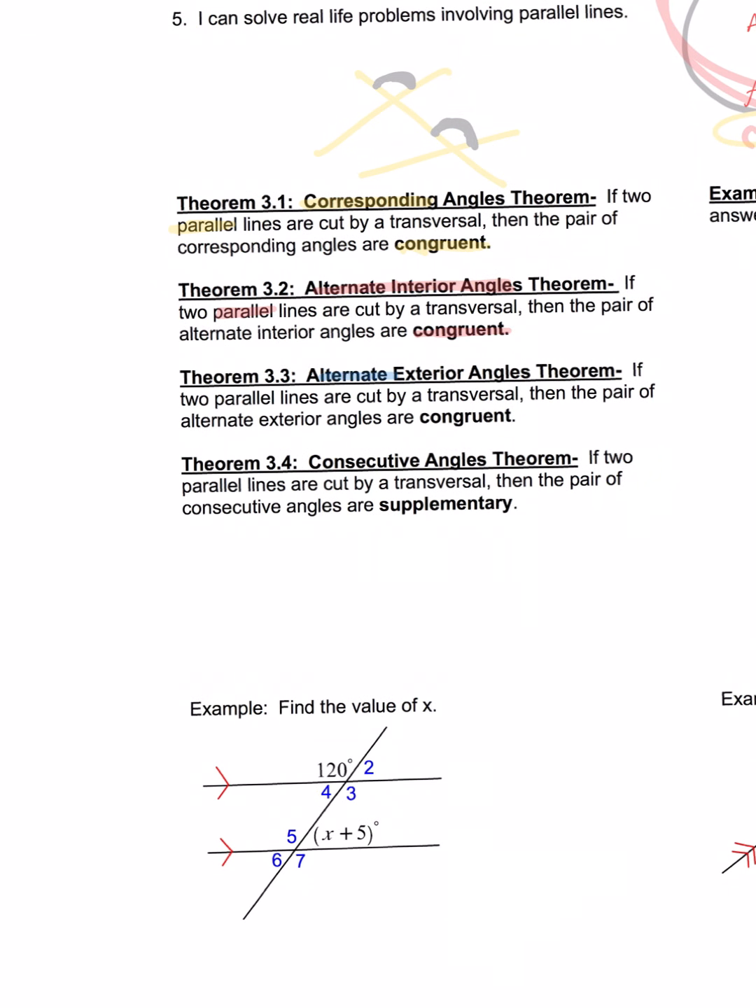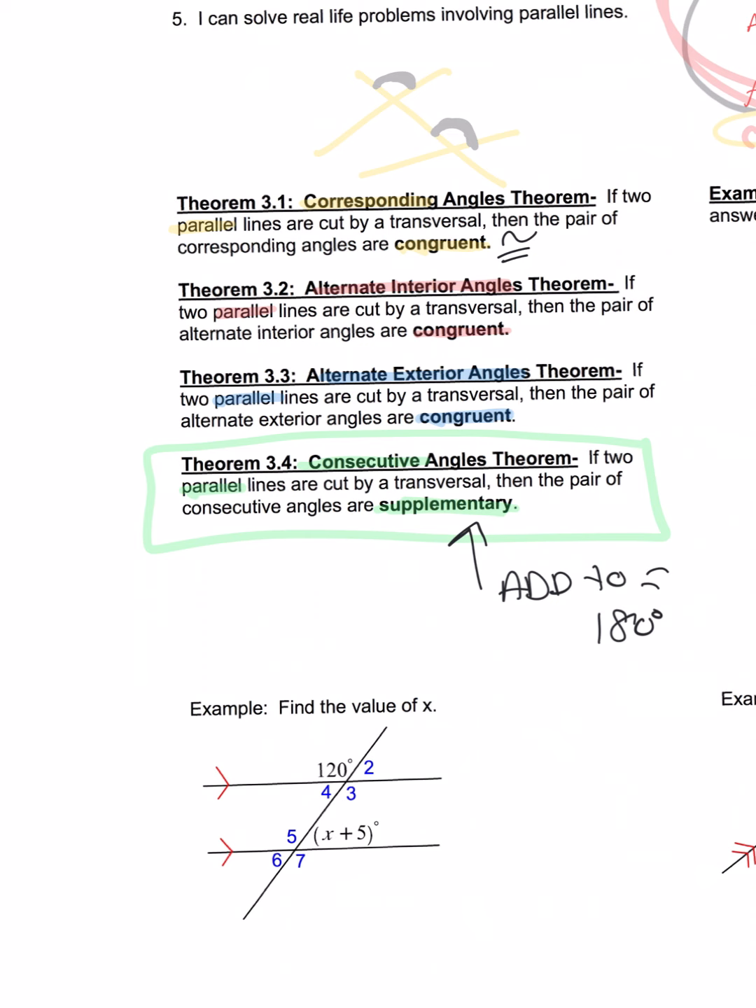Then we have alternate exterior angles. If two parallel lines are cut by a transversal, then the alternate exterior angles are congruent. And of course, the last one that's different are consecutive angles. If consecutive angles are formed by two parallel lines and a transversal, then the consecutive angles are supplementary. Remember, that's the one that's different, right? Supplementary means they add to equal 180 degrees. All these other ones are congruent. Okay?